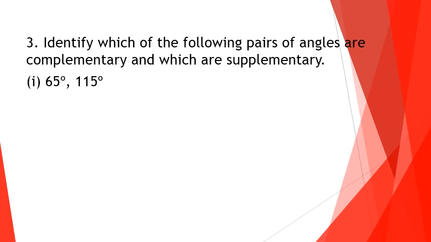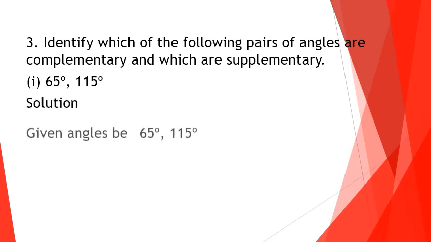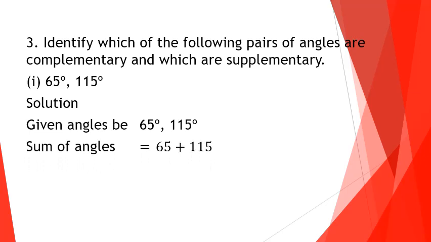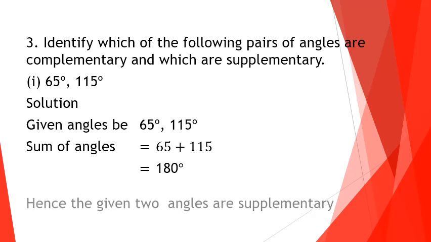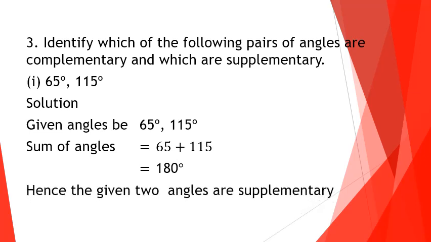So here first we can find the sum of given angles. Then we can identify whether it is complementary angle or supplementary angle. Sum of angles equal to 65 plus 115, that is equal to 180 degree. Hence, the given two angles are supplementary.